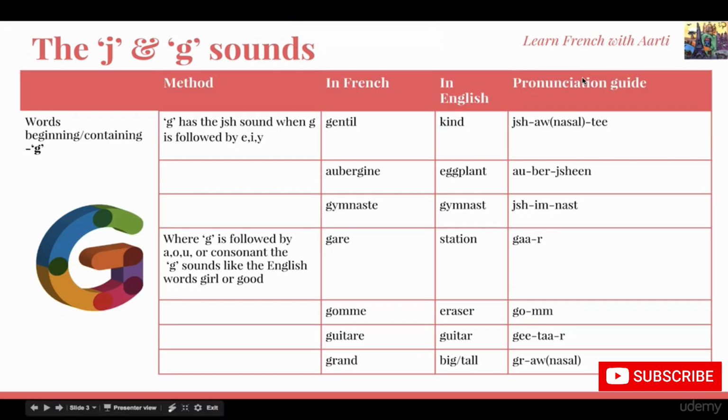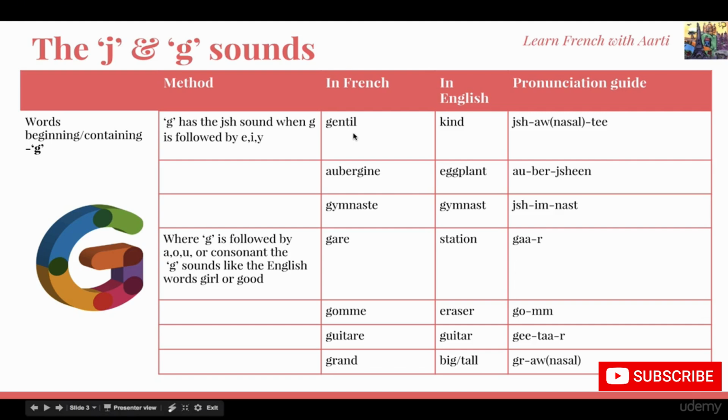Now let's look at G. G has the j sound when G is followed by E, by an I, or a Y. Let's look at the first example. Gentil means kind. Here the G is in front of E and the final L is not sounded.